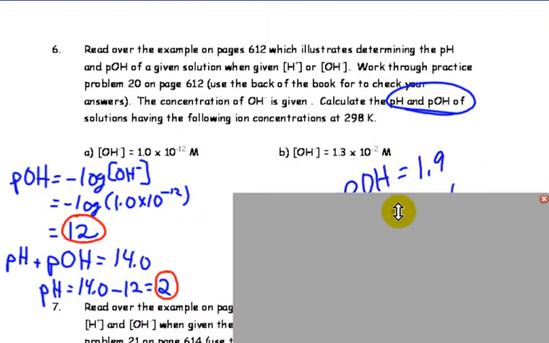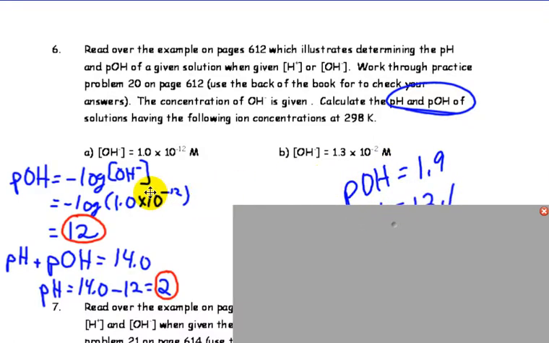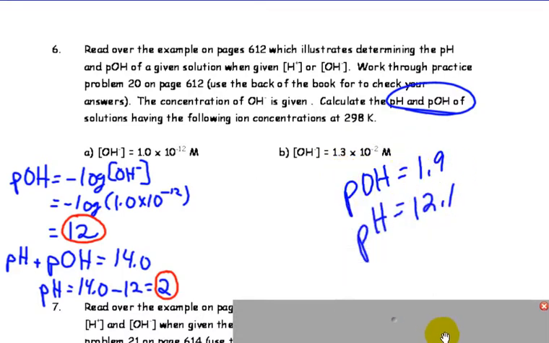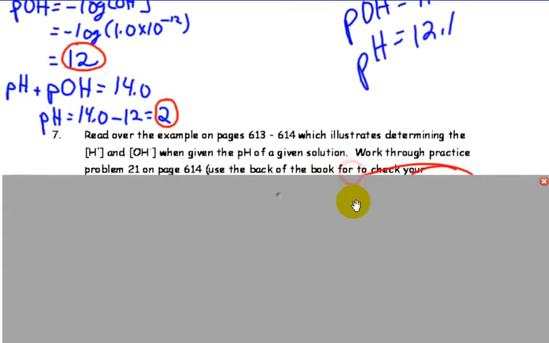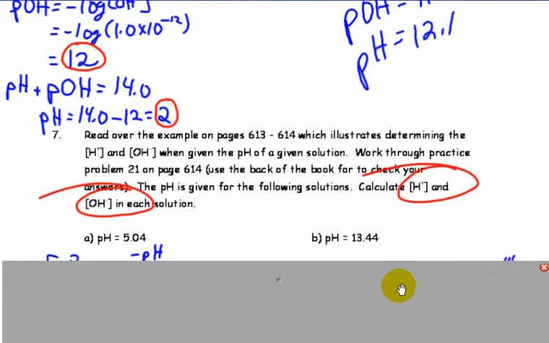Okay, if you had a chance to do that, first of all, the pOH, the negative log of 1.3 times 10 to the minus 2, you get 1.9. Subtract that from 14, and I get 12.1. Okay.